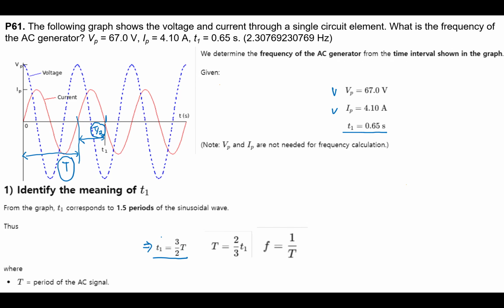So T1 is known, and we need to find T, the period. The period and frequency are related by this inverse law, and then we can find the frequency. So it is a very simple question. Once again, it is asking whether you understand the AC nature, that we have a frequency and a period and how to convert between them.